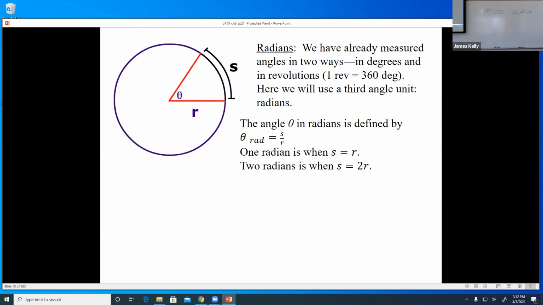2 radians is when s is double r, so 2 radians would be an angle, somewhere ending here, that angle all the way from there over there, and so on. How will we figure out how many radians are in 1 complete revolution? In other words, how many radians equals 360 degrees?